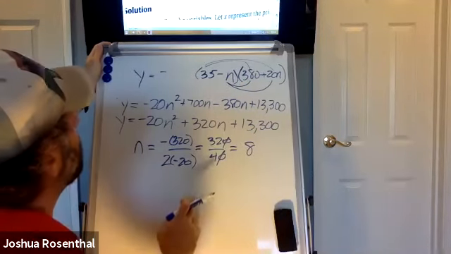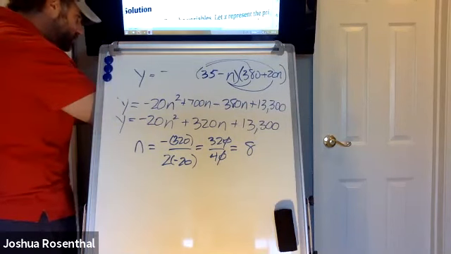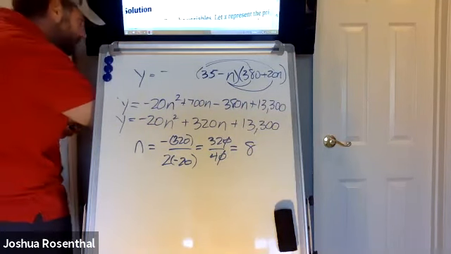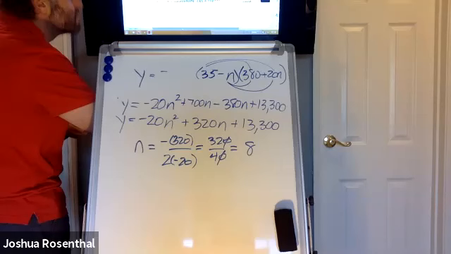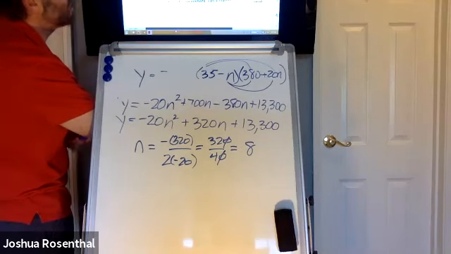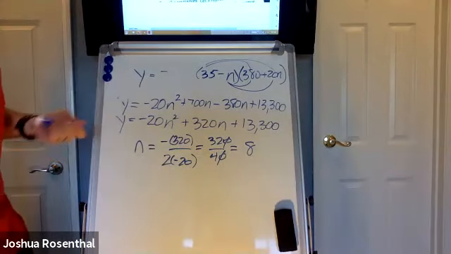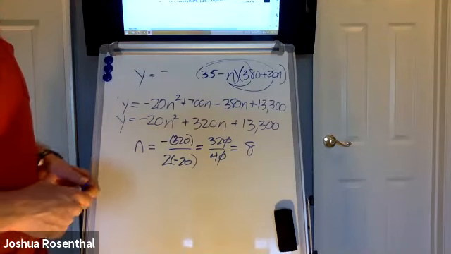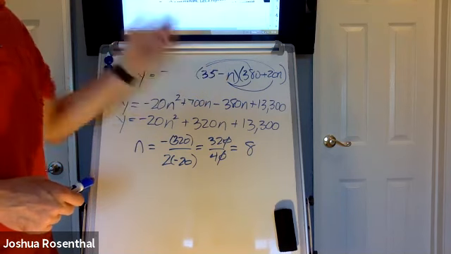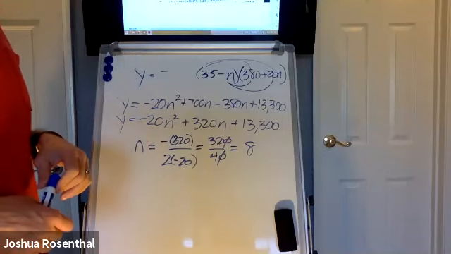What is the question? How can the owner, what did it say? It's the vertex. And it says, how can the owner of the go-kart track maximize weekly revenue? Well, it would be by dropping the price $8. We don't really need to go any further. By dropping the price $8, he would maximize revenue, right? It didn't ask what the revenue would be, right?